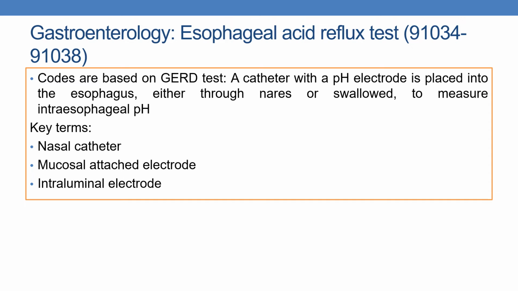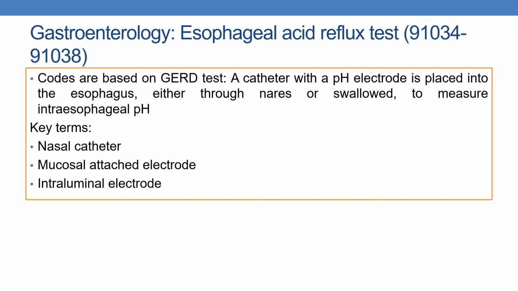Next, coming to gastroenterology. This is the final topic in this session. Here we will be discussing esophageal acid reflux study along with other codes also. Esophageal acid reflux test is important. The code range is 91034 to 91038. The codes are based on the GERD test.